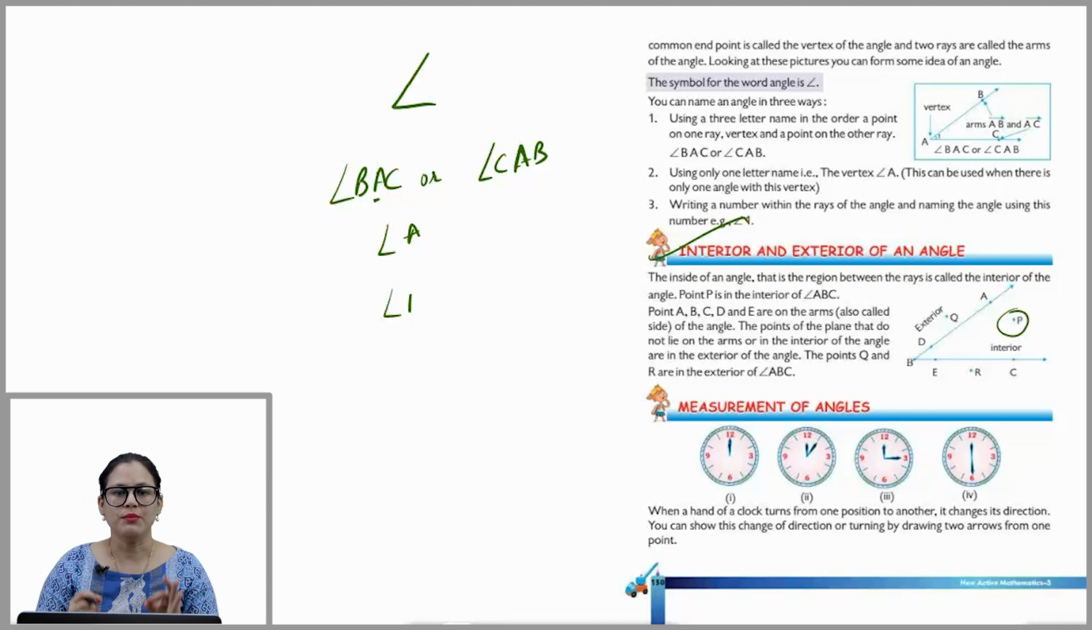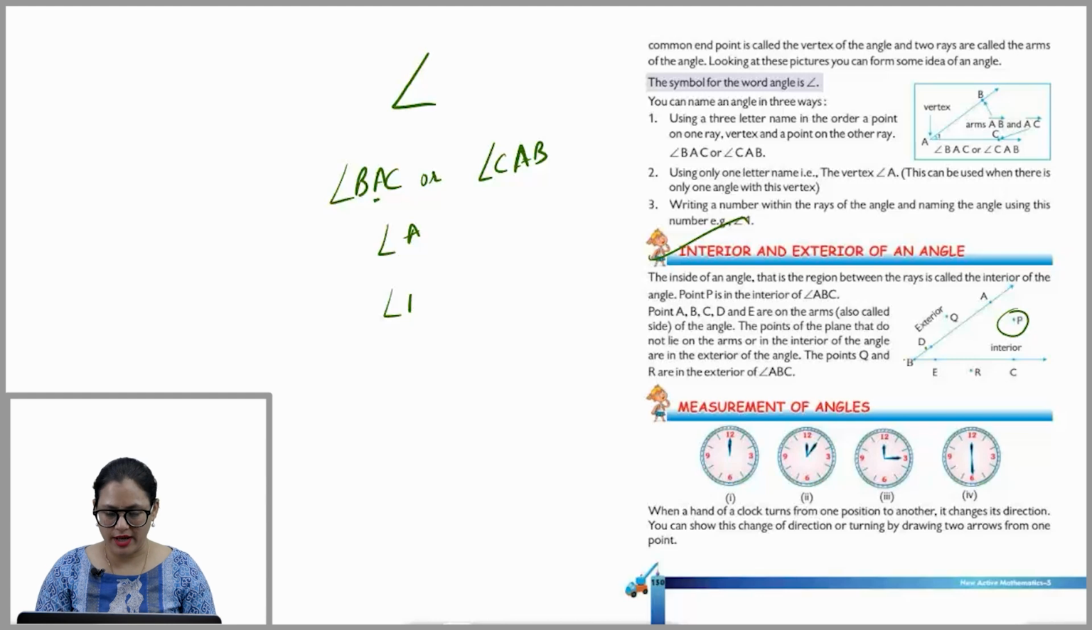Points A, B, C and D are on the arms, also called sides, of the angle. The points of the plane that do not lie on the arm or in the interior of the angle are in the exterior of the angle. The points Q and R are in the exterior of angle ABC.